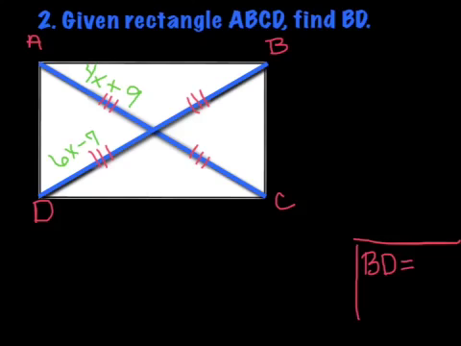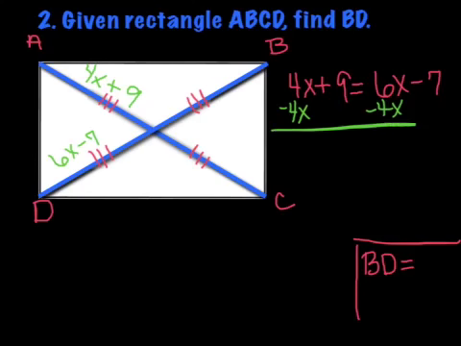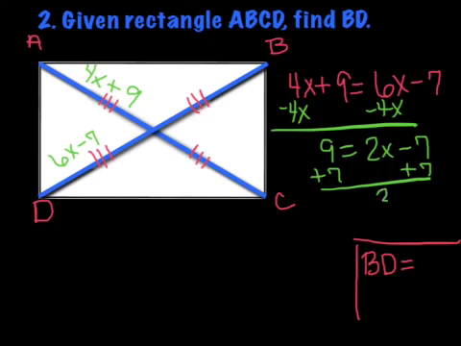Okay, so let's set up our equation. 4x plus 9 equals 6x minus 7. We know that they're congruent because of the properties of rectangles. So we solve. Let's get our 4x to the other side. So 9 equals 2x minus 7. Add 7 to both sides. 2x equals 16, which means that x has to equal 8.